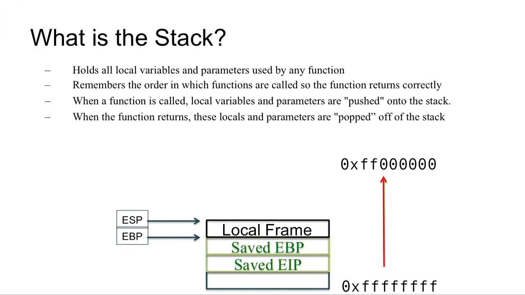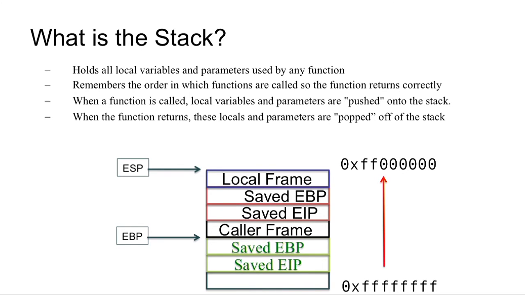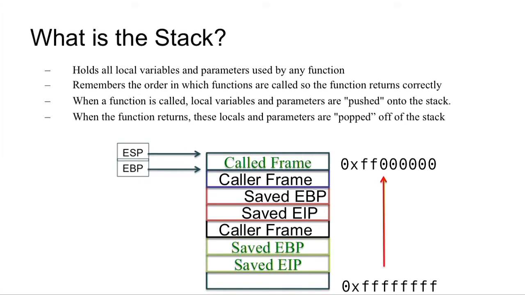So what is the stack? The stack holds all local variables and parameters used by any function. It basically remembers the order in which functions are called so that the function returns correctly. When a function is called, the variables and parameters are pushed onto the stack, and when the function returns, these local parameters are popped off the stack.